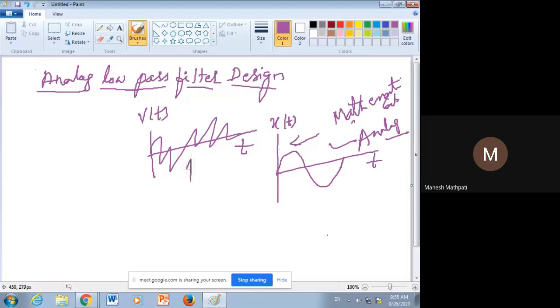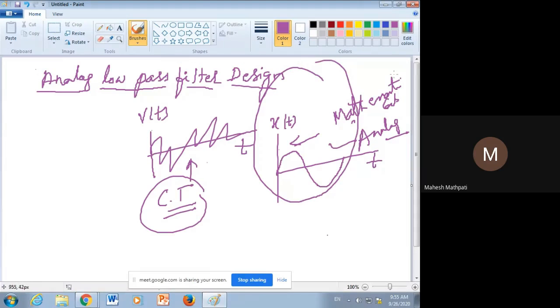Is it possible to write this signal in mathematical form? Can we write V of t in mathematical form? No, sir. So we can call it a continuous time signal. We can call it continuous, but we cannot call it analog. But this one I can call an analog signal, because this part I can write mathematically. So I can write it as x of t equals sine t, or simply sine omega t in general. So this is the main difference. Understood?